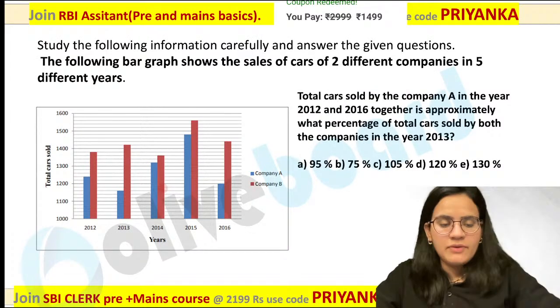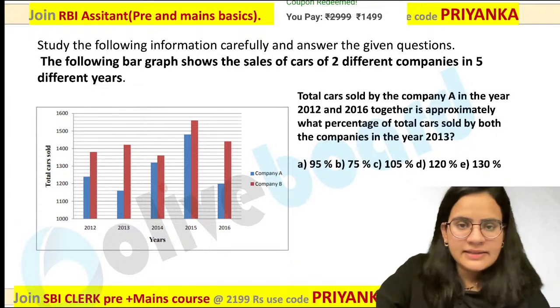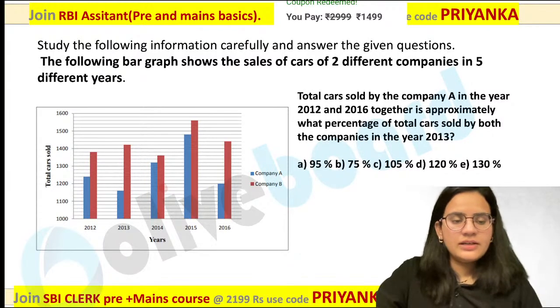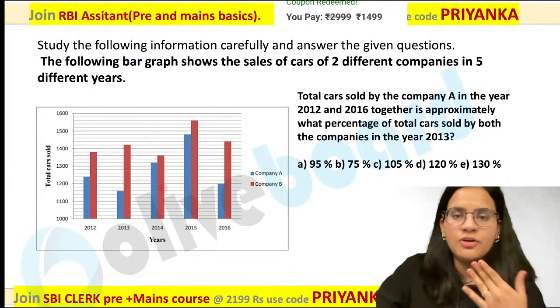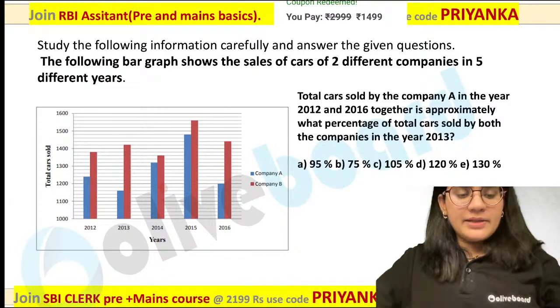Do you guys want to try one more question? Or you want to try it as a homework? Yes? So I'll just give you the concept of this question over here. Many of you are saying, ma'am, give a question about the bar graph. So this is the bar graph based question over here.